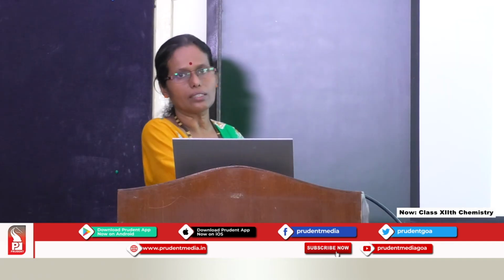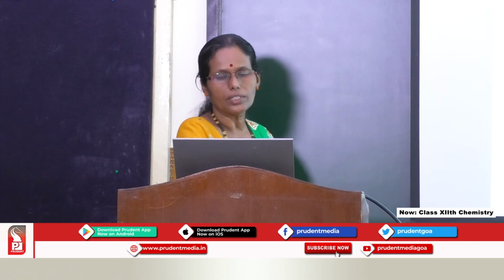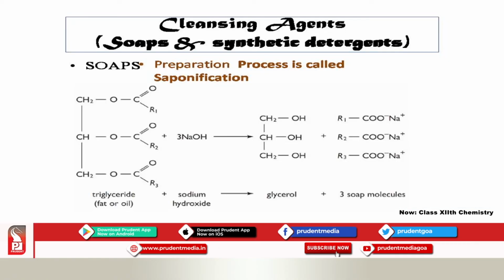Now we have the third class of chemicals, which are used as cleansing agents, that is, soaps and synthetic detergents. Soaps are prepared from oil and the process is called saponification. If you take oil treated with NaOH, you will get glycerol and soap. Soap is a sodium salt of a fatty acid. Here R1, R2, R3 are high fatty acid chains. Like R can be C17H35, stearic acid.